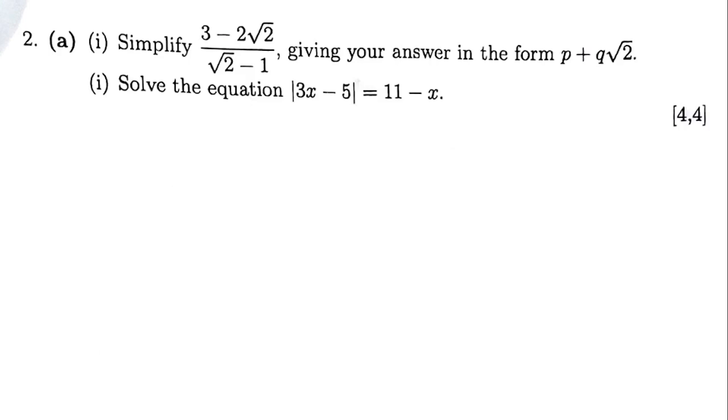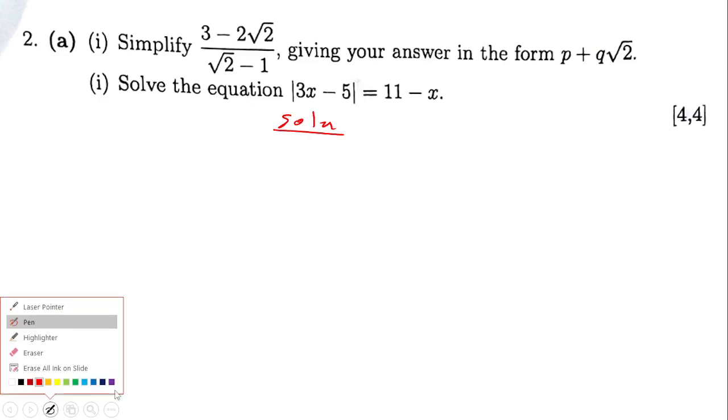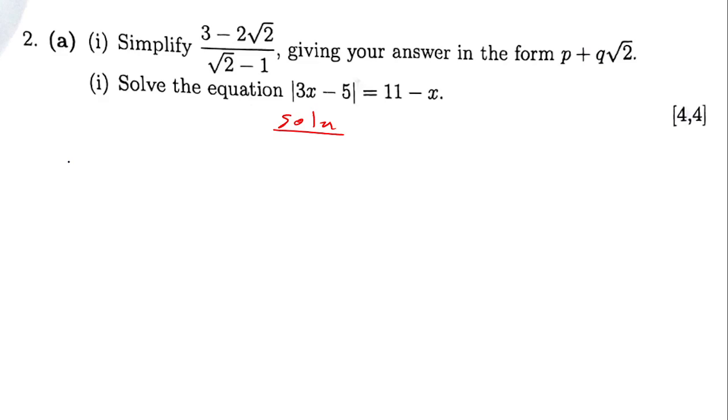Number 1 says simplify that, giving your answer in the form p plus q square root 2, and that carried 4 marks. So I'm going to write the solution, and then I'll quickly start working on it. So I have been given 3 minus 2 square root 2 over square root 2 minus 1.